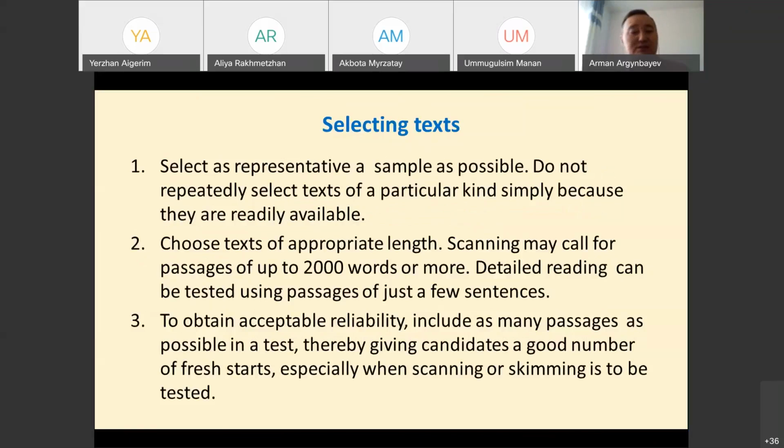All right, selecting texts. These are the tips on how we can select the texts. So first we must find a text which actually suits the learning outcomes of our course. So if you are teaching students for IELTS, then you should use texts which look similar to IELTS texts, right? So they should be, for example, academic.